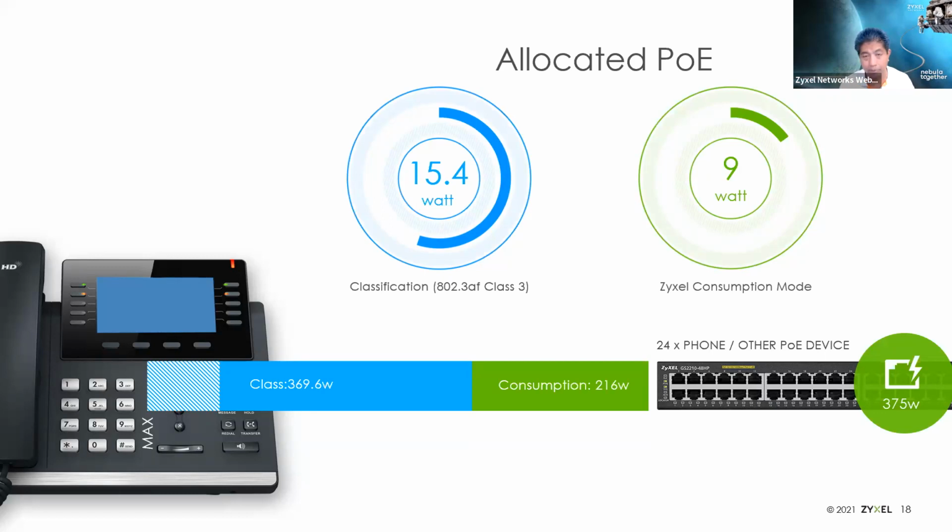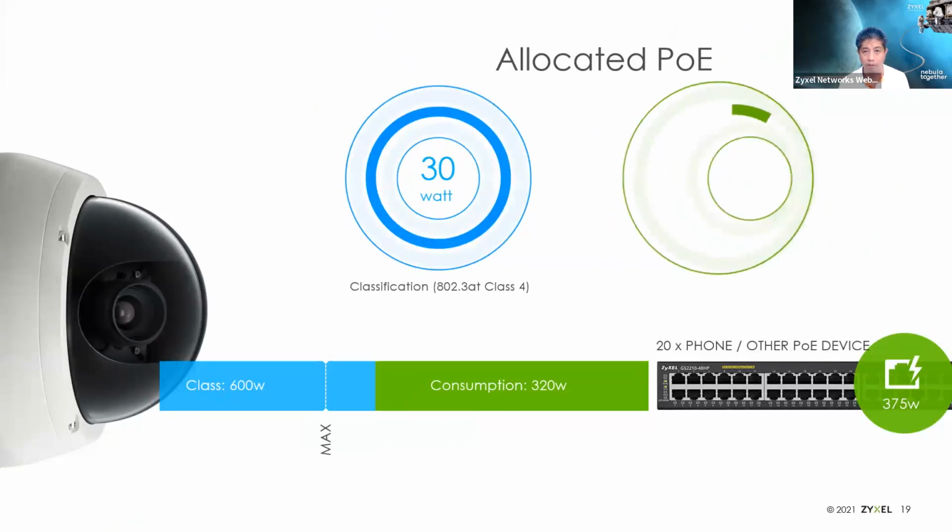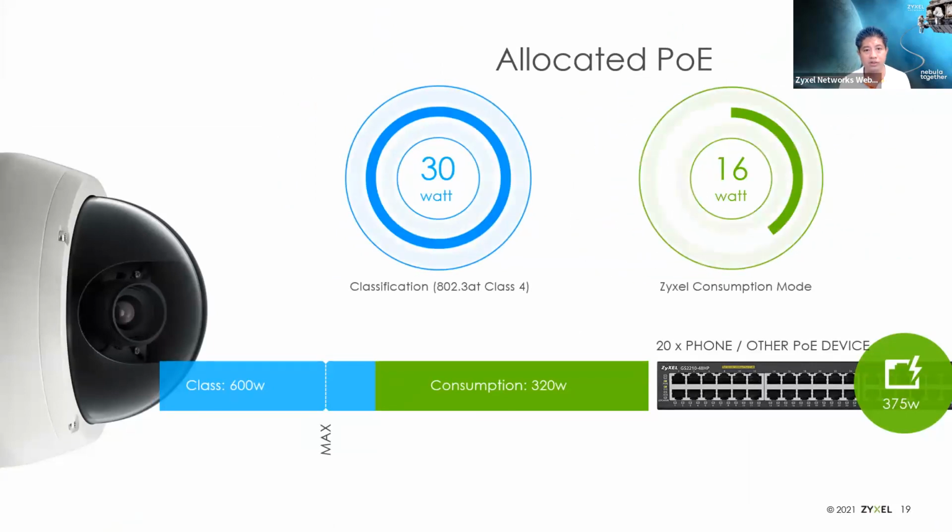So in this particular example, there's no problem in both cases, but I think the bigger one is when you're using access points, or maybe pan-tilt-zoom cameras that might require a lot more wattage. In this example, the classification of this camera is a class 4, which is a 30-watt PoE. So in order just to power up 20 of these devices, you would need a PoE budget from a switch that has 600 watts to manage that.